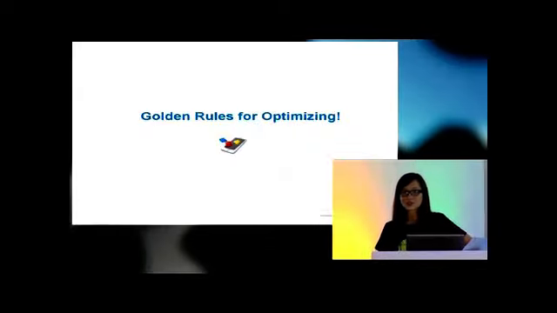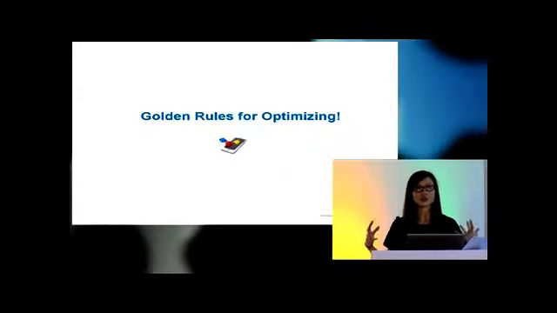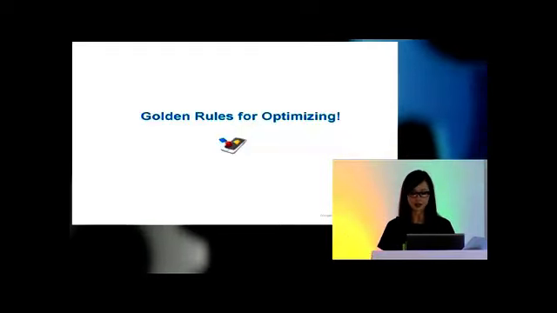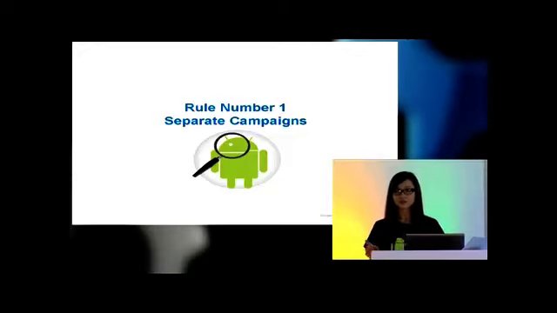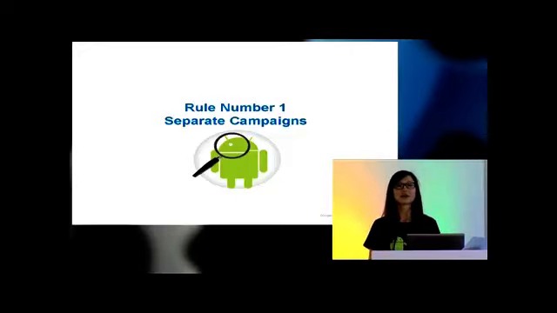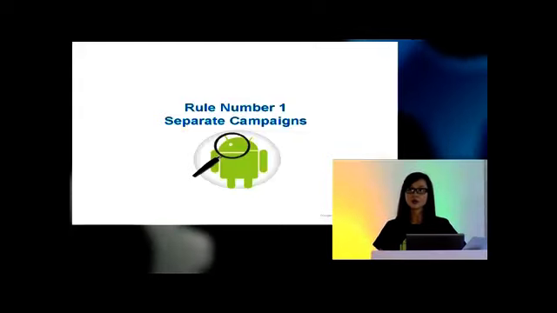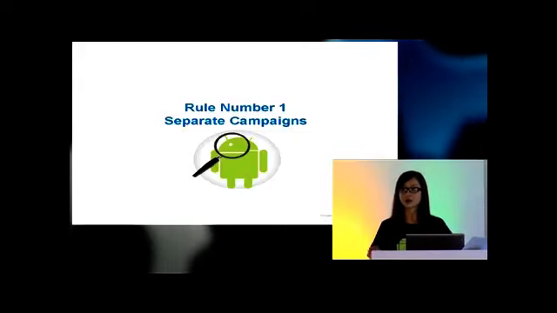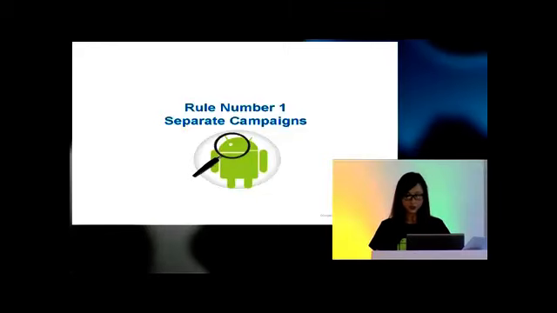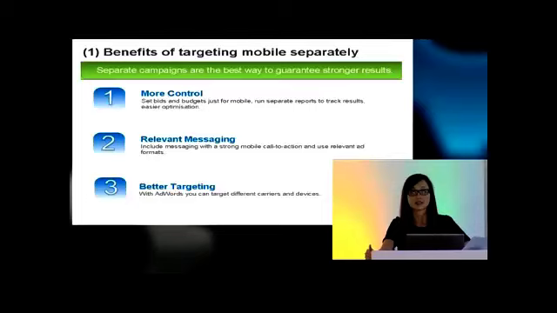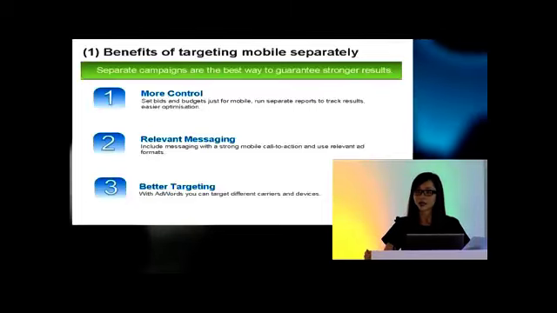Now we're going to go into some golden rules of optimizing. How do you create an effective mobile campaign in AdWords? First rule, separate out your campaigns. All the ad formats that I just showed you will not work unless you have a separate mobile campaign. That way you can do three things. You can control your budgets and bid more effectively if you have a separate mobile campaign.